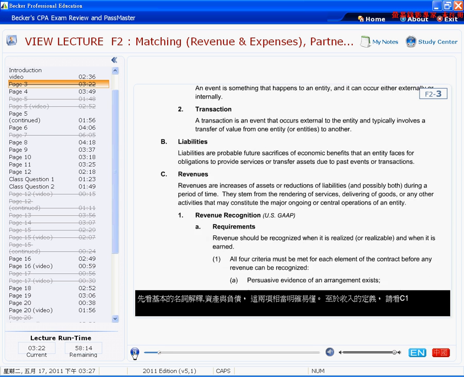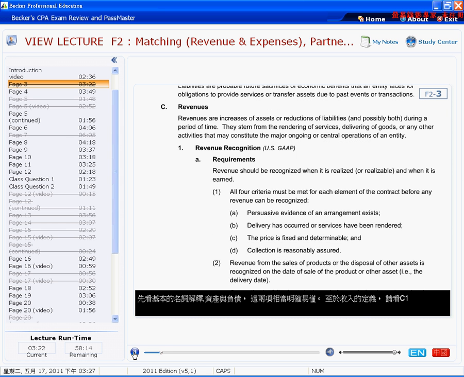Now, with revenue, I'd like you to go down to C1, and let's highlight some information as we discuss it. Revenue recognition, and this is under U.S. GAAP. So let's highlight that, and then underscore U.S. GAAP, because later on we'll show you some unique characteristics of international reporting, which of course is tested on the CPA exam, and you want to make sure you can distinguish the two. All right, requirements, let's highlight that and then go down to 1.